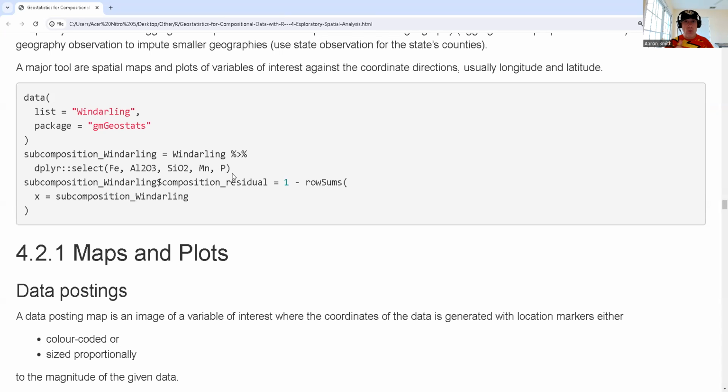And so what they choose to do is to say, well, everything else is just my residual. So I'm going to take the value that I know my data needs to add up to for each observation, and I'm going to subtract what I have of these variables. So 1 minus all of these values is the residual column. The textbook calls it R. I like to call it composition residual. I like to be very precise in my naming.